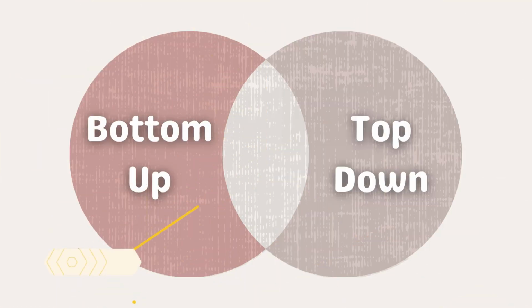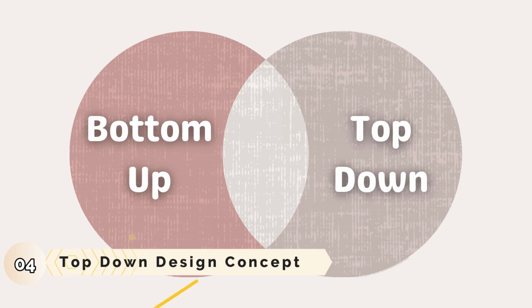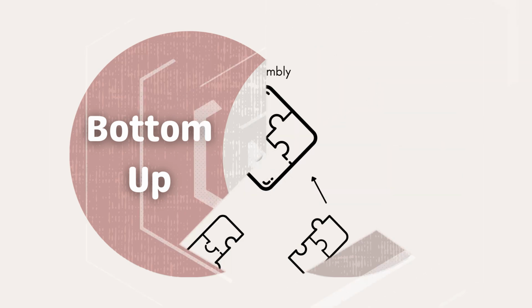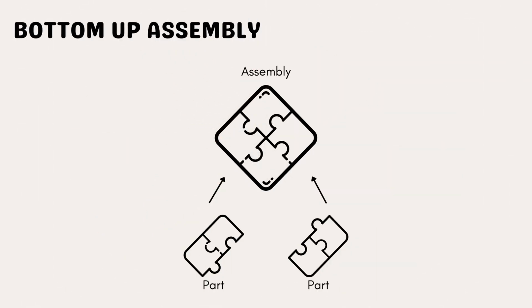To better understand the assembly making process in Fusion 360, you should first understand the two common types of assembly structures, that is, bottom-up assembly and top-down assembly structure. Let's first take a look at bottom-up assemblies.